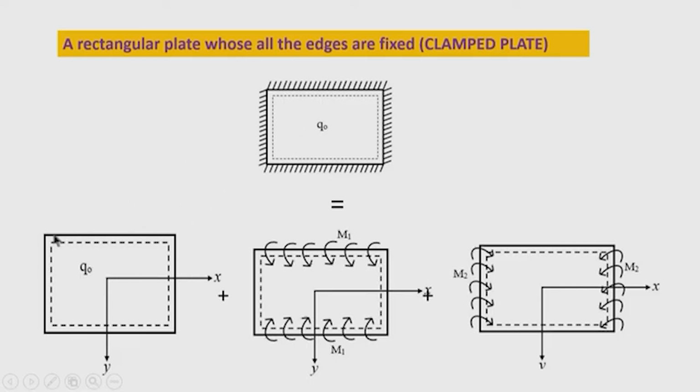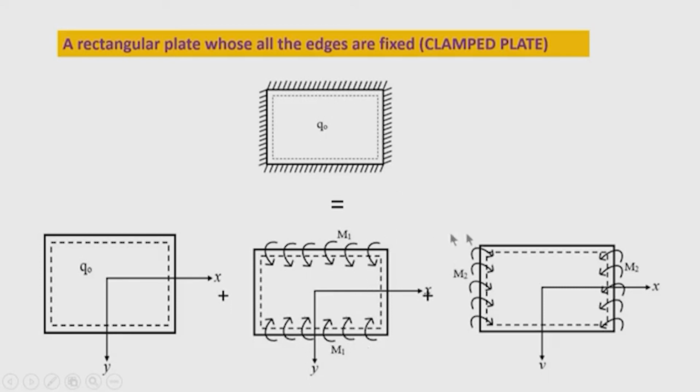One is the plate with all the edges simply supported, given as case 1, with q naught as the uniformly distributed load. Then the moment applied along the edges parallel to the x axis, that is y is equal to b by 2. Here of course, you can note the difference, because the plate is symmetrical with respect to x and y axis. So, we have taken the origin at the center of the plate. So, with respect to the origin at the center of the plate, at y is equal to b by 2 and y is equal to minus b by 2, the condition that m 1 is applied here.